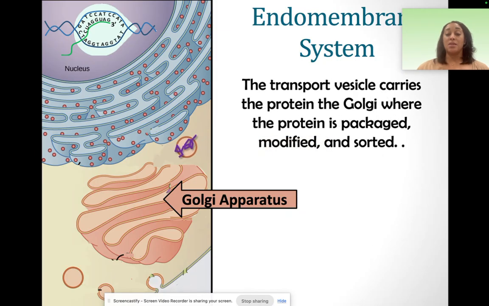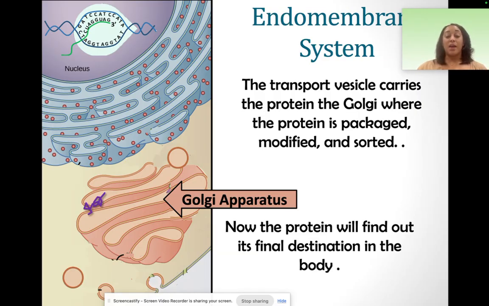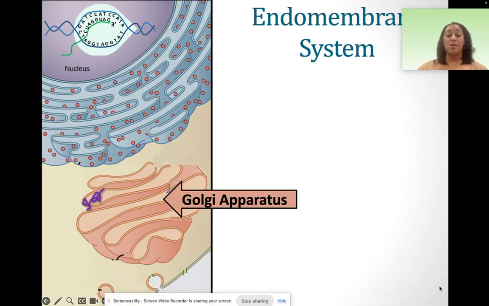So it's going to be carried to the Golgi, and there it is going to be packaged, modified, and sorted so that it knows where to send it, just like the post office. We sort packages according to where they need to go. So the Golgi apparatus is like the post office. It packages, modifies, and sorts the proteins. Now that protein will be sent to its final destination, just like our packages at the post office get sent to where they need to go. And that's going to happen in the Golgi.